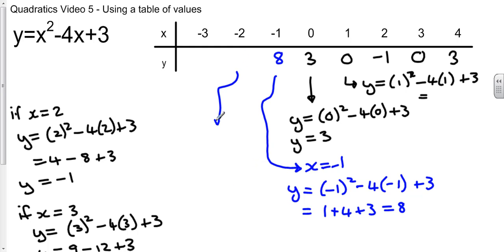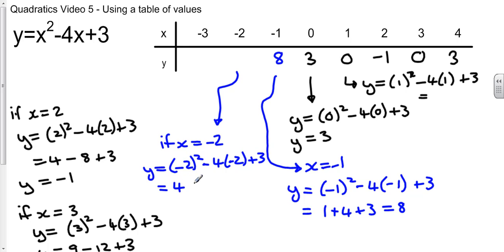If we have a look at -2, so if x equals -2, then y is going to be -2 squared minus 4 lots of -2 plus 3, giving us 4 plus 8 plus 3, so we're going to end up with 15. And if you substitute -3 in, you should find you get 24.